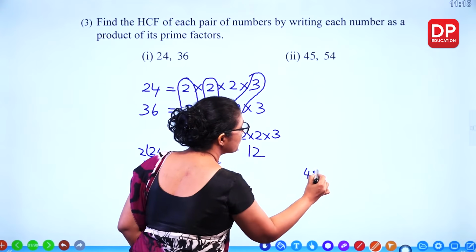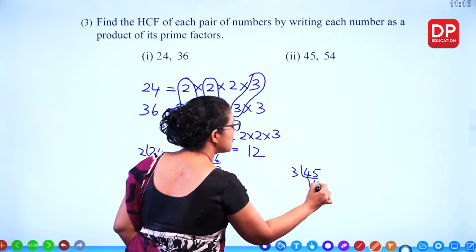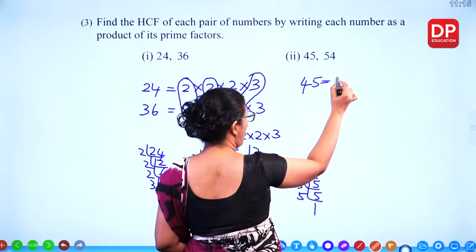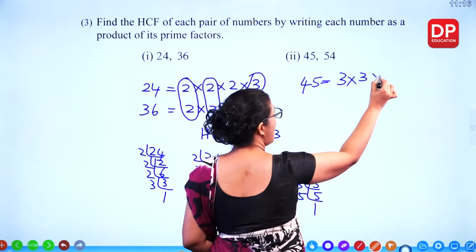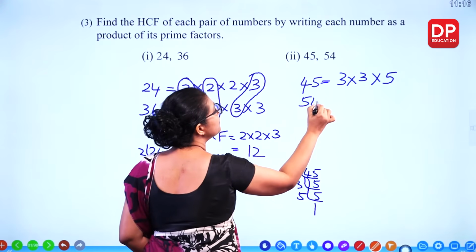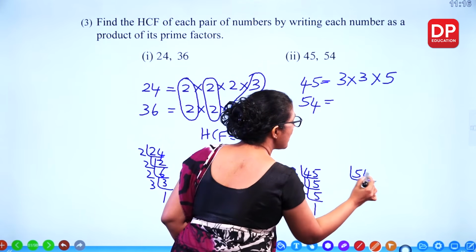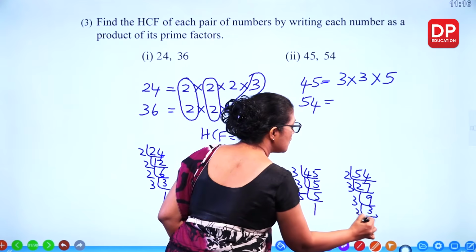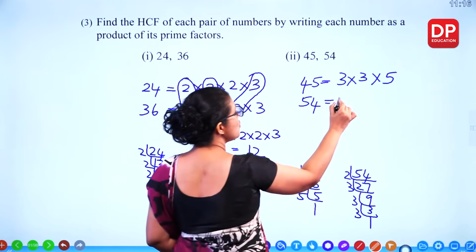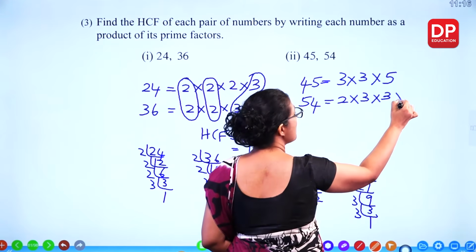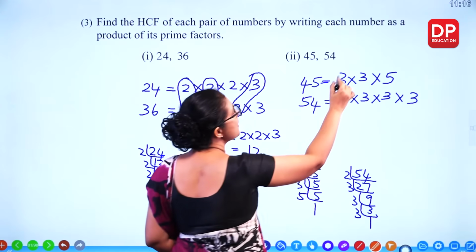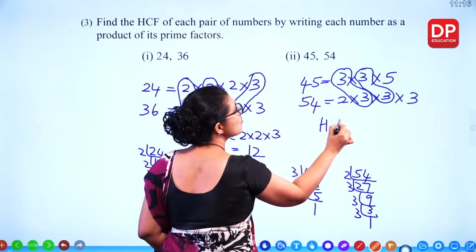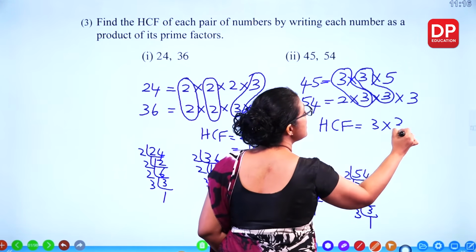45. 3 times 15, 3 times 5 and 5. So what are the prime factors of 45? 3, 3 and 5. 54. You can divide by 2. You can divide by 3 and another 3. Finally 3 again. 2 times 3 times 3 times 3. Now see the common factors. 3 is common. Another 3 is common. That's all. So the highest common factor is 3 times 3. That's 9.